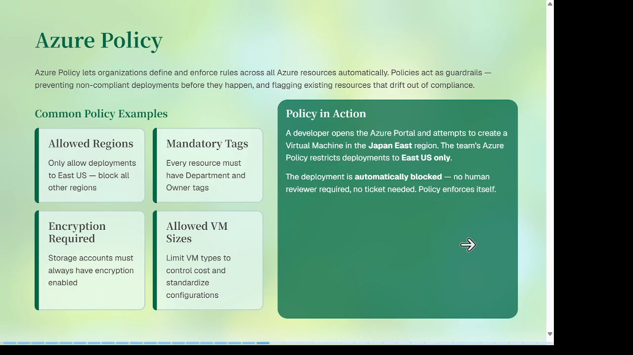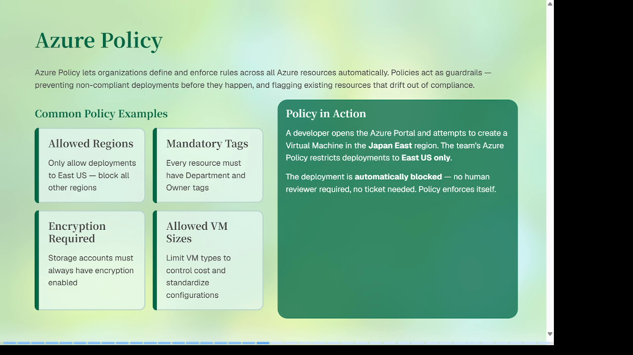Azure Policy. Now let's go deeper into one of the most important governance tools in Azure, that is Azure Policy. In large cloud environments, you cannot manually check every resource. So instead, Azure uses automation to enforce rules. This is exactly what Azure Policy does.